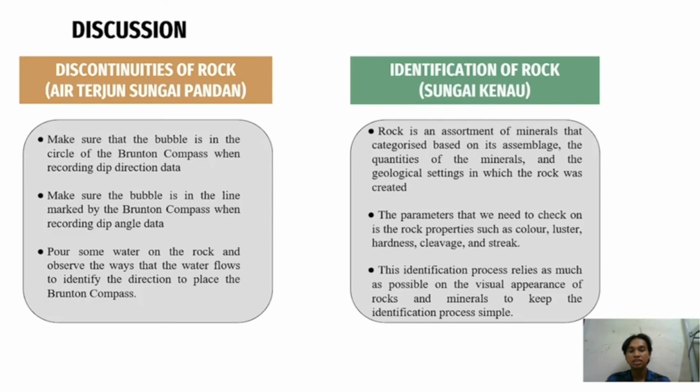The next one is identification of rock at Sungai Kenang. Rock is an assortment of minerals that is categorized based on the assemblage, the quantities of the minerals, and the geological settings in which the rock was created. The parameters that we need to check are the rock properties such as color, luster, hardness, cleavage, and streak. This identification process relies as much as possible on the visual appearance of rocks and minerals to keep the identification process simple.